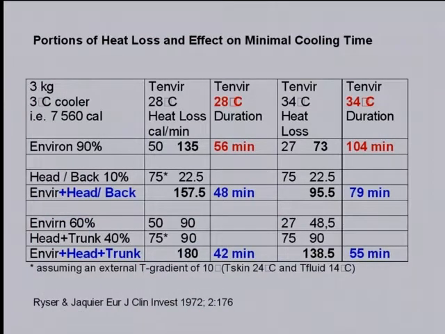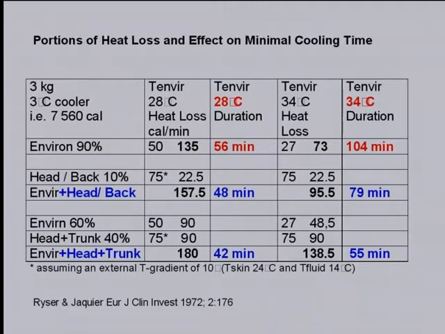Here is a short analysis about the amount of heat you can lose from the newborn depending on what you do. It's a model calculation, a theoretical calculation on a 3 kilo baby which should be made 3 centigrades cooler, and you should extract about 7,560 small calories, or 7.5 kilocalories, in an environment which is 28 degrees and one which is 34 degrees.